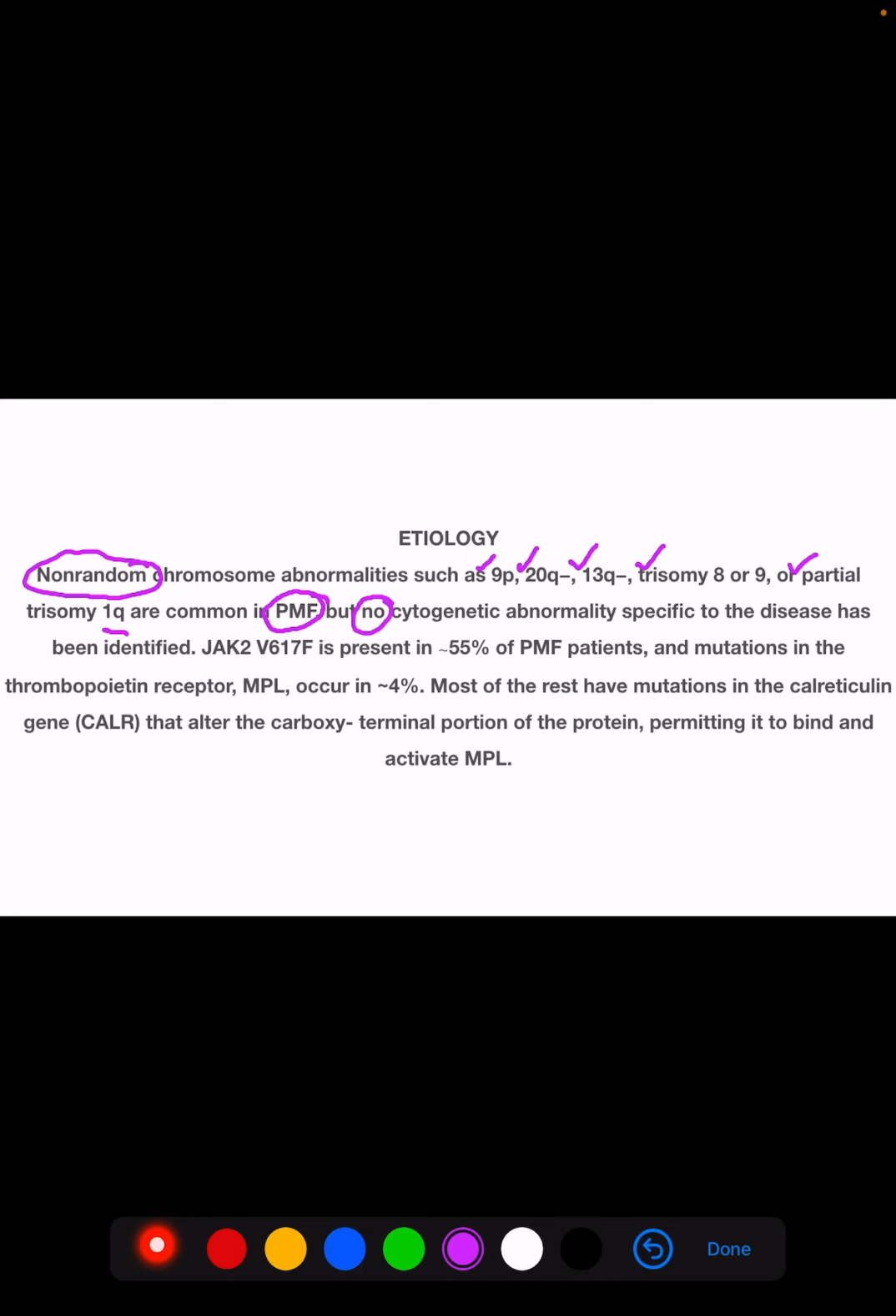So, there are non-random chromosome abnormalities in this disorder: 9p, 20q minus, 13q minus, but there is no cytogenetic abnormality specific to the disease. And JAK2 V617F is present in 55% of primary myelofibrosis patients.